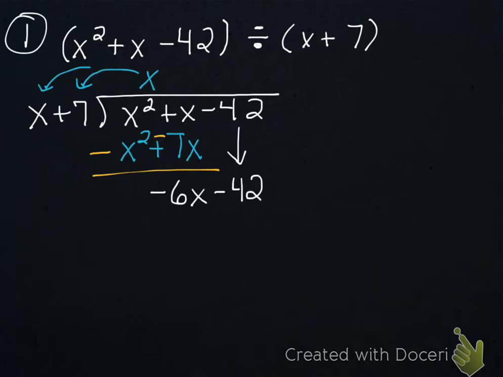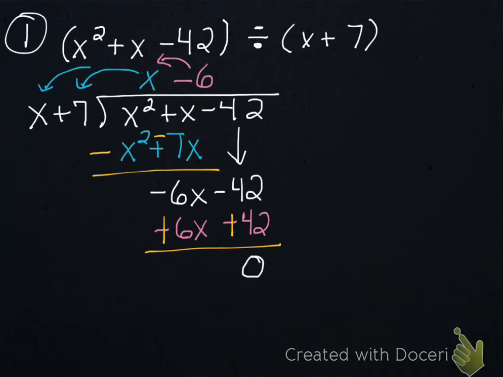What do we multiply x by to get a negative 6x? Minus 6. Again, distribute. Negative 6 times x is negative 6x. Negative 6 times 7 is negative 42. Draw your line, change your signs. Plus, plus. Now, negative 6x plus 6x is 0. Negative 42 plus 42 is 0.